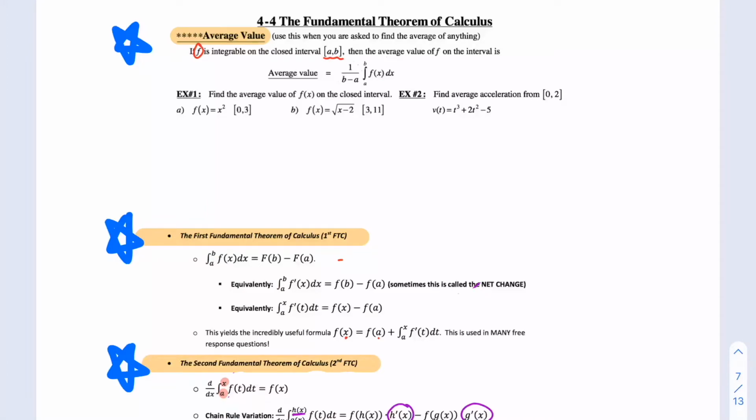Today we are going to go over the fundamental theorem of calculus. So this topic is super important. Every year it's approximately 10 to 20 points. So the first concept is the average value of any given function.